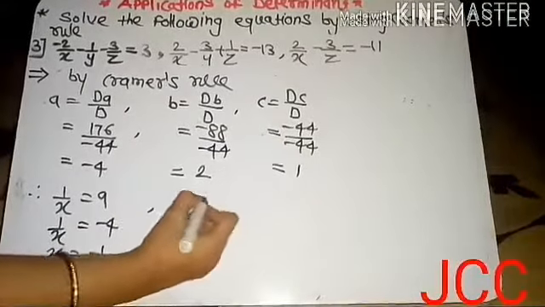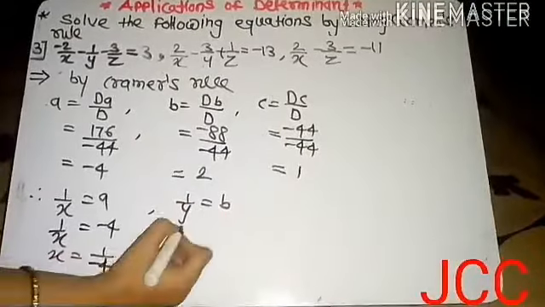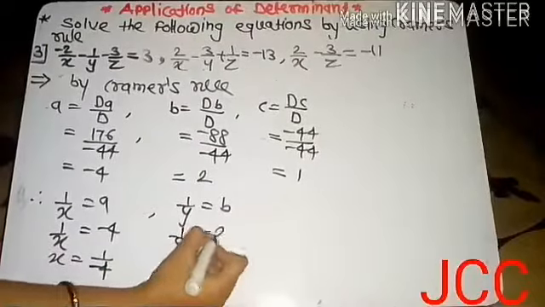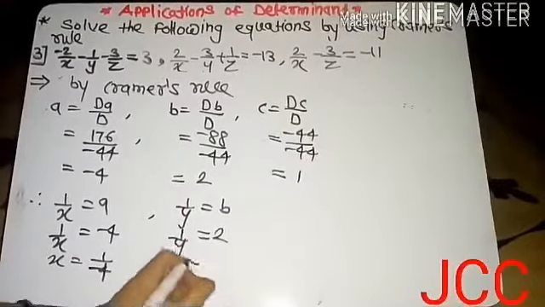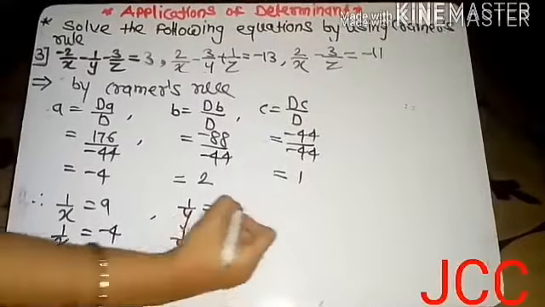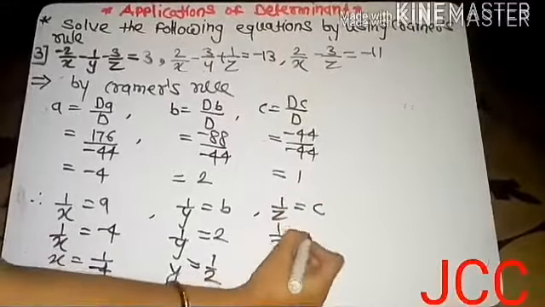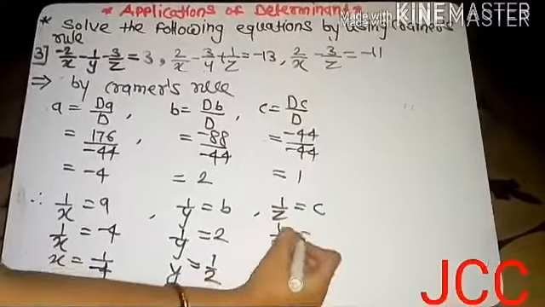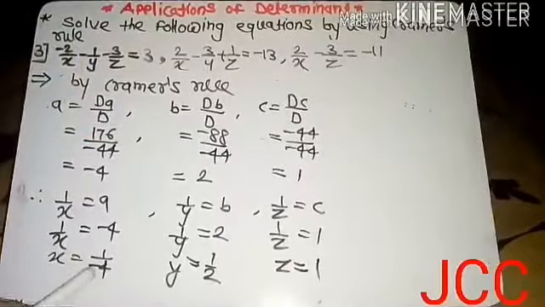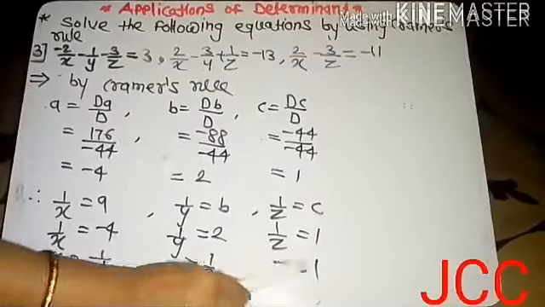Similarly, 1 upon Y is equal to B. The value of B is 2. Taking reciprocal, then Y is equal to 1/2. Similarly, 1 by Z is equal to C. The value of C is 1, and therefore the value of Z is 1 upon 1, that is only 1. And therefore the answer of this is -1/4, 1/2 and 1.